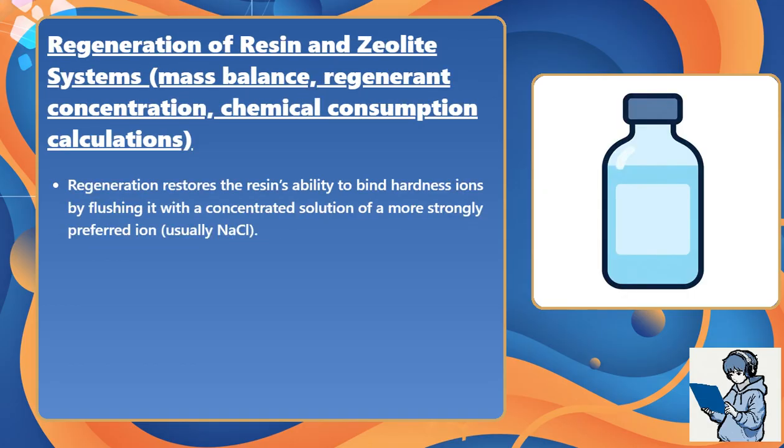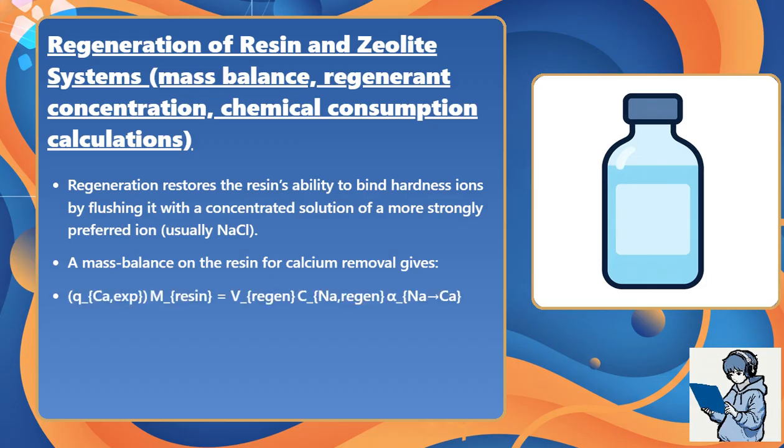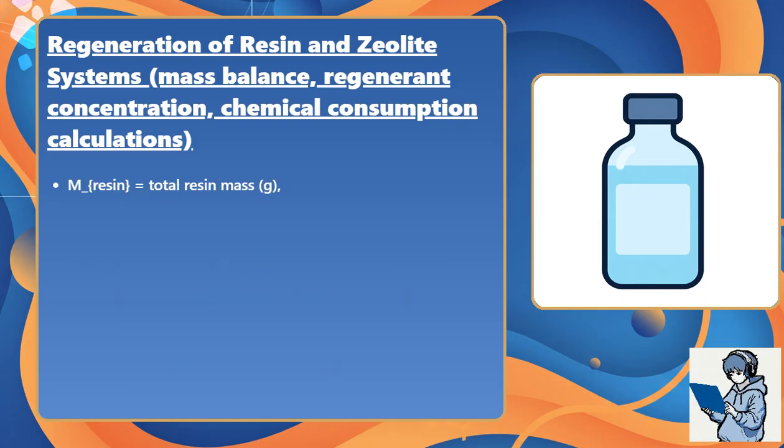Regeneration restores the resin's ability to bind hardness ions by flushing it with a concentrated solution of a more strongly preferred ion, usually sodium chloride. A mass balance on the resin for calcium removal gives Q sub Ca exp M resin equals V regen C Na regen alpha Na to Ca, where Q sub Ca exp equals amount of calcium ion removed per gram of resin, equivalents per gram. M resin equals total resin mass, grams.